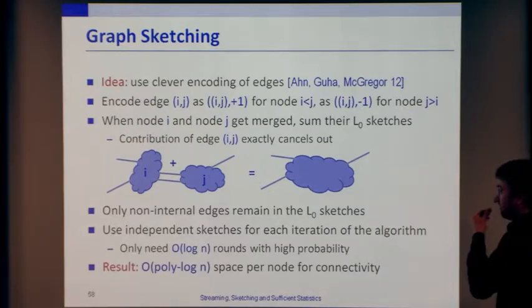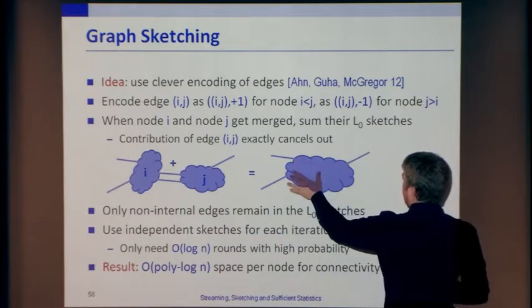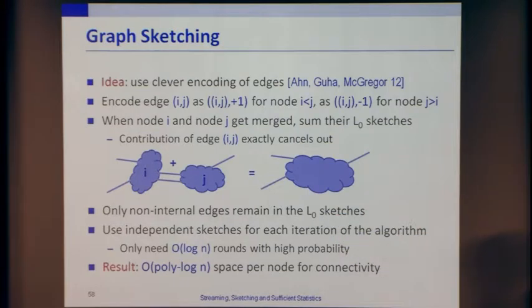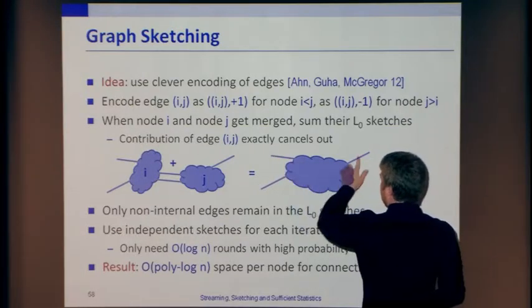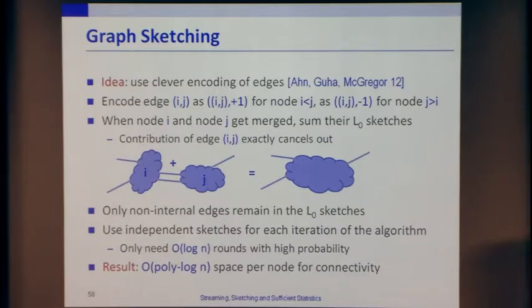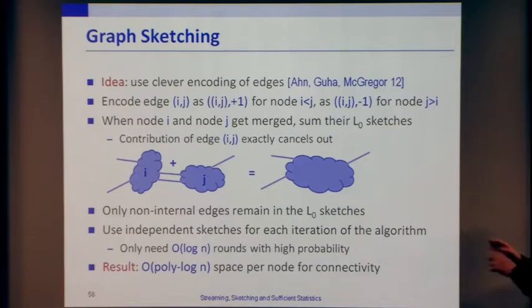So if you look at a component formed by a collection of nodes where we've summed the sketches associated with those nodes, then all the internal edges have precisely cancelled out, and we're left only with the outgoing edges represented in the sketch. Then when we recover from the sketch, we can sample from the outgoing edges and identify more edges to contract to further collapse the components.